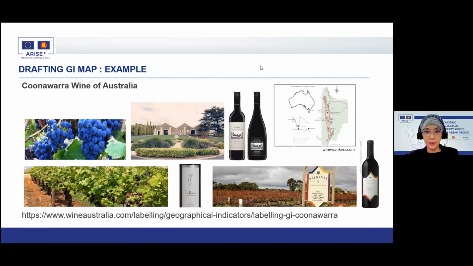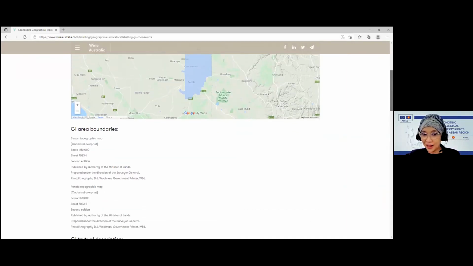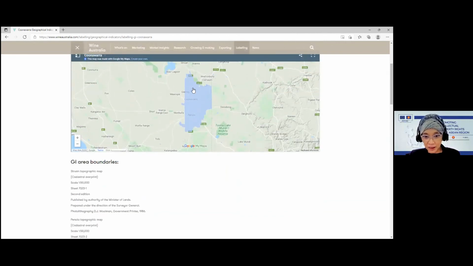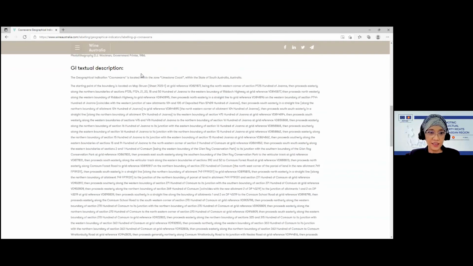So let me show the actual map now. Let's have a look at how they explain the map. Okay, this is Terra Rossa soil here, and this is the other soil. Look. GI textual description. The geographical indication Coonawarra is located within the zone Limestone Coast within the state of South Australia, Australia. The starting point of the boundary is located on map Struan at grid reference, being the northwestern corner of section. Look at this.